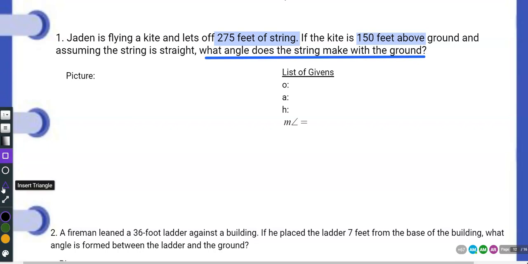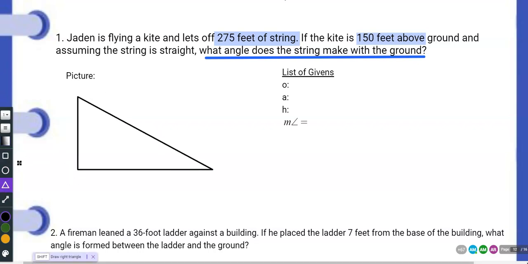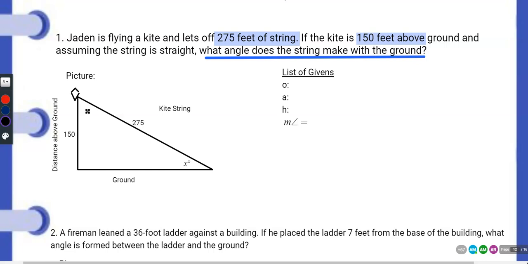Step 1, draw a picture. Remember, if you use the right triangle tool, it'll draw a right triangle for you. And I am going to go ahead and label this picture with all the appropriate information. All right, so I've drawn a picture of a kite with a string. I'm going to highlight the given angle. It was 275 feet of kite string, 150 feet off the ground. And we're curious about what this angle here is.